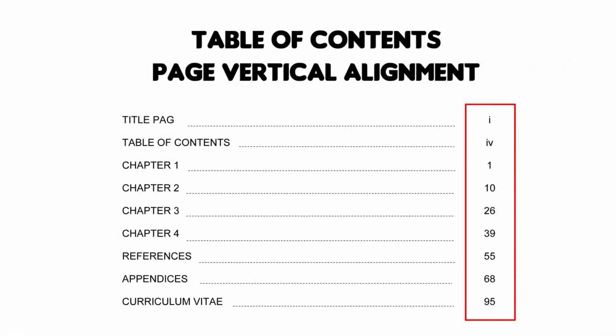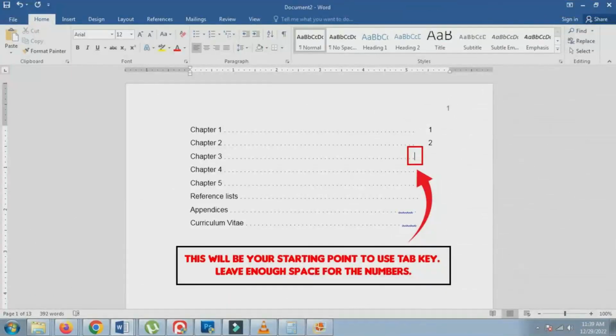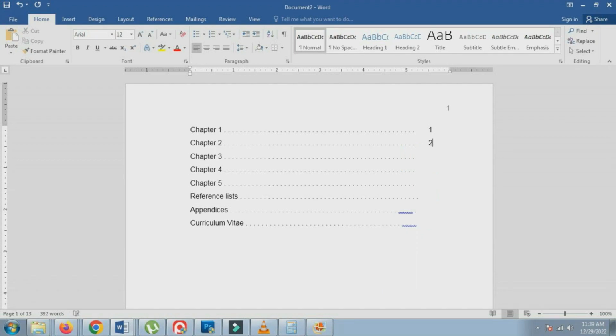To vertically align page numbers in Microsoft Word, follow these steps. There are two methods for creating vertical page numbers for your table of contents, typically found in a thesis. The first method is to use the Tab key instead of spaces after the title descriptions. To understand this method, you can watch a sample video.